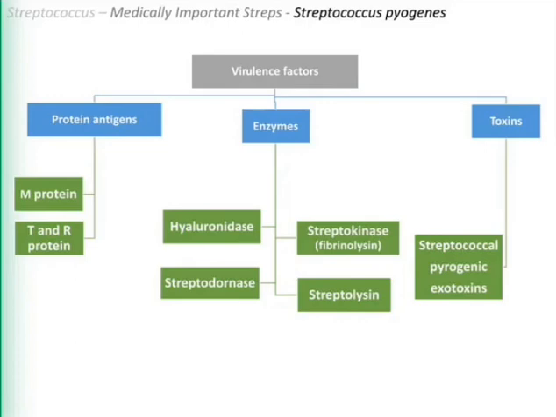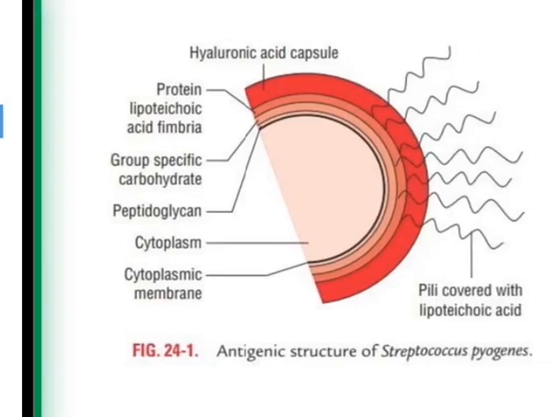Protein antigens are the M protein and the T and R proteins. Enzymes like hyaluronidase, streptokinase and streptolysin. Toxins like streptococcal pyrogenic exotoxin.